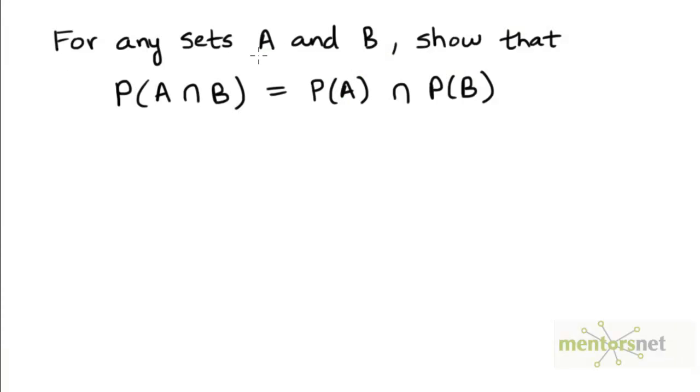For any two sets A and B, show that the power set of A intersection B is equal to the power set of A intersection the power set of B. We will prove that these two sets are equal by taking an arbitrary element from the set on the left hand side and showing that it belongs to the set on the right hand side.